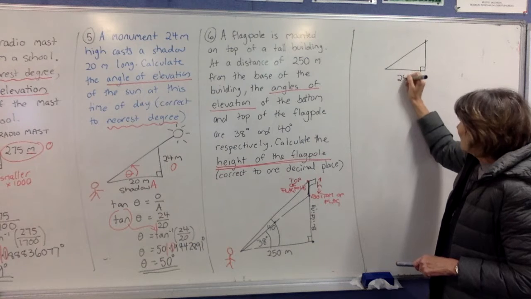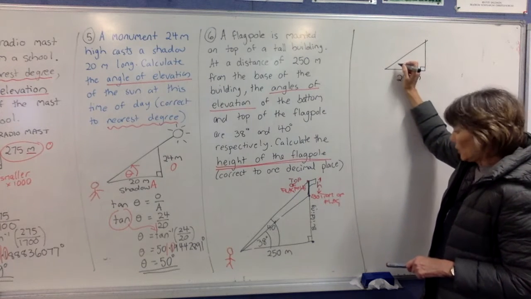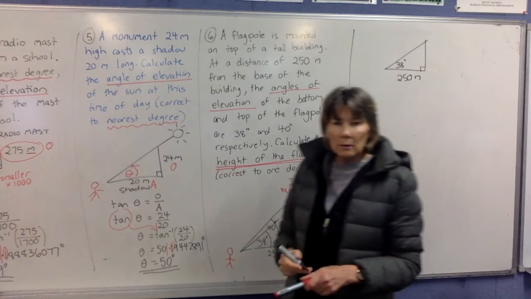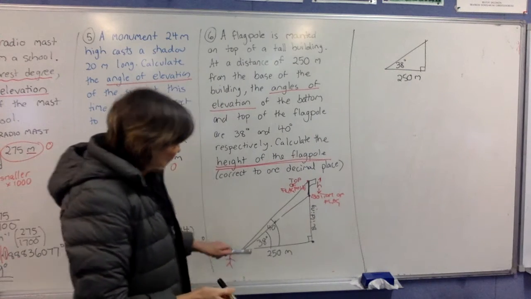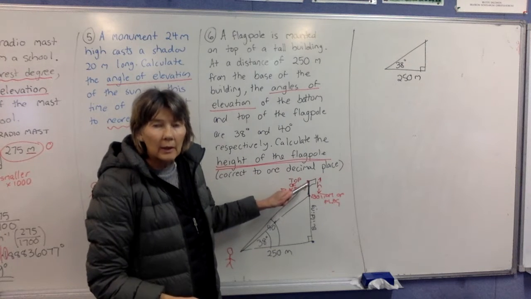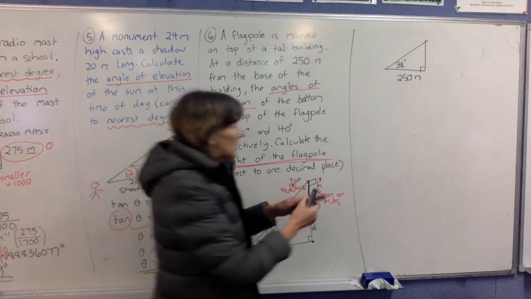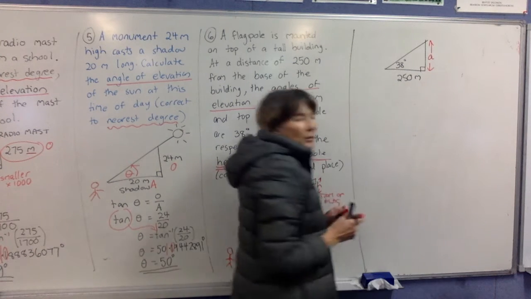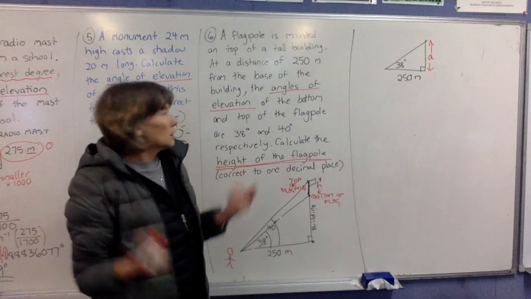So it's 250 metres here. We've got 38 degrees, and that's it. Now, if you look back at your original diagram, if we're going to find that, that's a little vertical side there. We need to concentrate on the verticals. So I'm going to find this, and I'm going to call it A, because it's the first thing I'm doing, so just call it A.